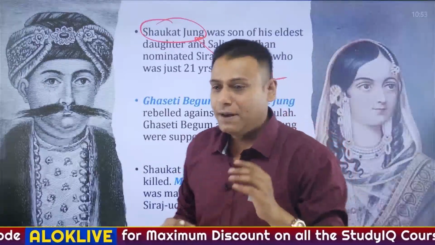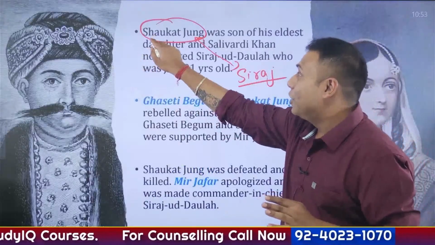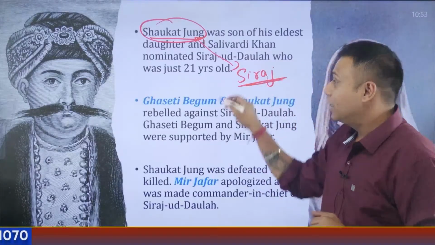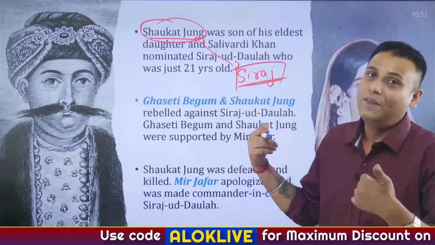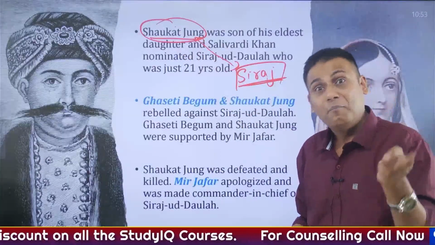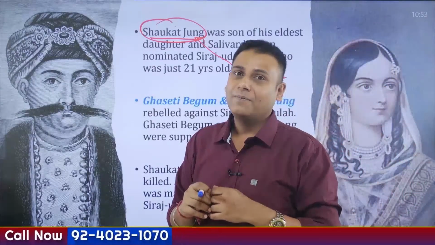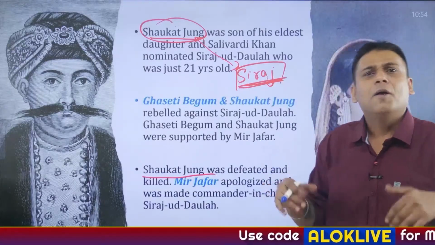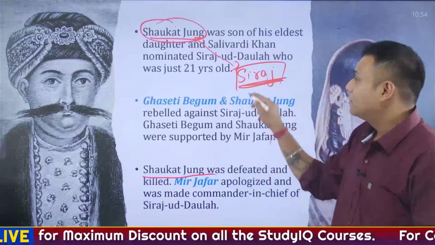Now, it is believed that Ali Vardi Khan's elder daughter's son was Shaukat Jung. His younger daughter's son was Siraj-ud-Dawla. He chose Siraj-ud-Dawla as his successor. Obviously, when Siraj-ud-Dawla is chosen as a successor, this will hurt the intentions of whom? Shaukat Jung and Mir Jafar both. So Shaukat Jung, Gasti Beg, and Mir Jafar, all of them formed an alliance against Siraj-ud-Dawla, but they could not replace him. Okay? In that case, it is said that Shaukat Jung was defeated and later killed. Mir Jafar apologized for his mistake and was now made the military commander of Siraj-ud-Dawla as well.